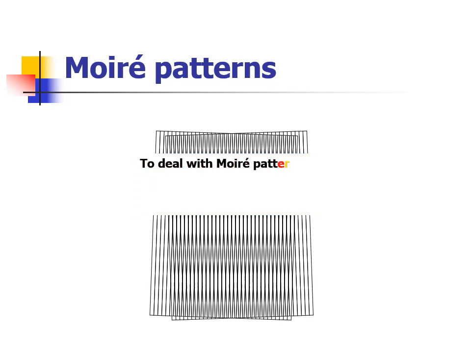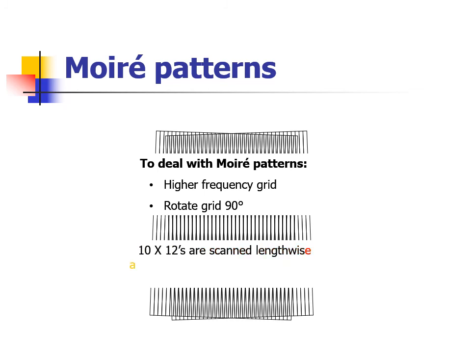There are two ways to eliminate moire patterns on an image. One is to swap out the grid for one with a higher frequency. The other is to turn the grid 90 degrees so the grid lines run perpendicular to the computer scanning pattern. On some systems, the 10 by 12 cassettes are scanned parallel to the length of the cassette, and the 14 by 17s are scanned parallel to the width of the cassette. For CR systems, it is important to know the scanning orientation of your digitizer when dealing with a moire artifact.